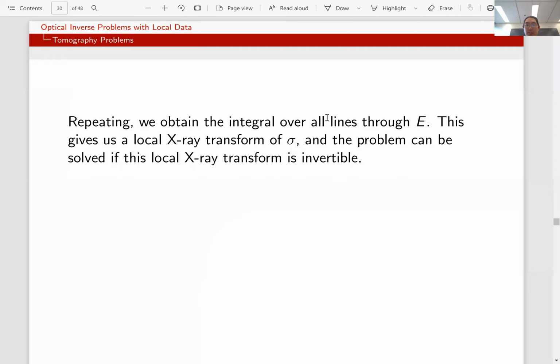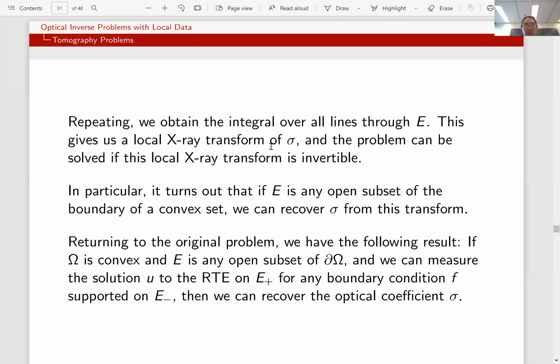So you obtain the integral of sigma over all lines through E, and this gives you a local X-ray transform of sigma. The problem can be solved if this local X-ray transform is invertible. In particular, if E is any open subset of the boundary of, I should say, a strictly convex set, we can recover sigma from this transformation. And so there's this very nice solution to the local tomography problem with transport that says that if you have a convex body, then from measurements on any open subset E of the boundary, you can recover the optical coefficient sigma.